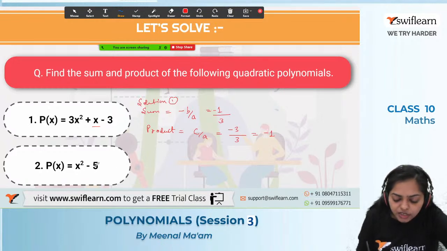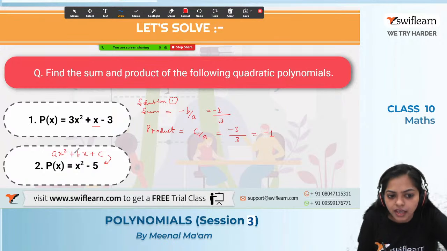Here the equation will be of the form what? Always remember the general form of the quadratic equation. What is the general form of quadratic equation? ax square plus bx plus c. You have to compare the given equation with this, ax square plus bx plus c. So what is the formula for sum? Sum is equal to minus b by a, that is coefficient of x divided by coefficient of x square.